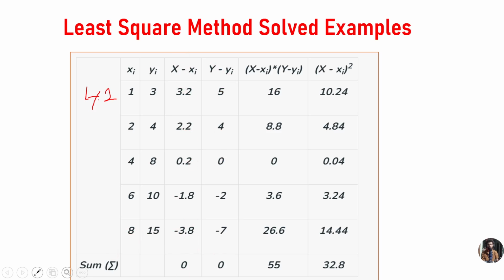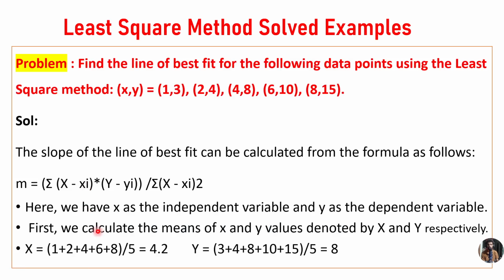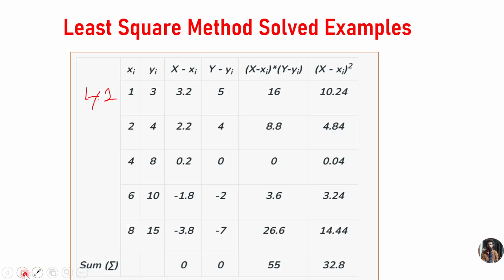When I say y minus yi, the y value is 8. So 8 minus 3 is 5, 8 minus 4 is 4, 8 minus 8 is 0, 8 minus 10 is minus 2, 8 minus 15 is minus 7. After completion, the sum of x minus xi is 0. For y minus yi, the sum is also 0. Just do the summation: 5 plus 4 is 9, minus 9, this is 0.